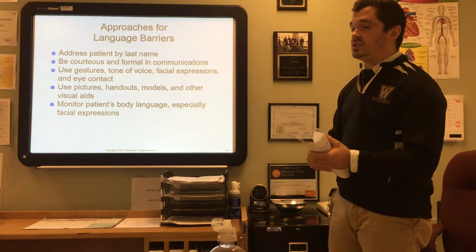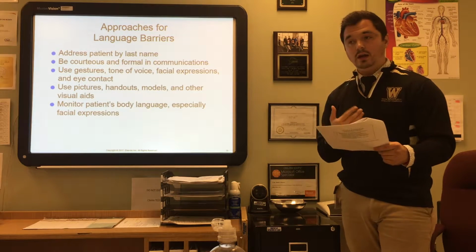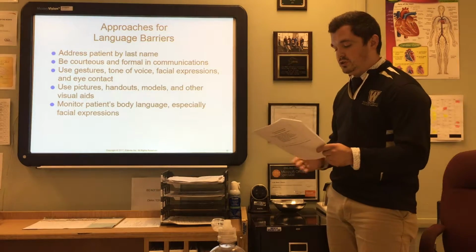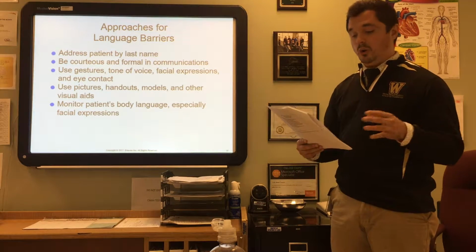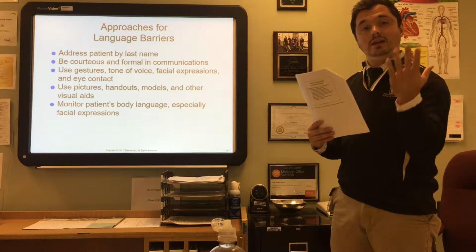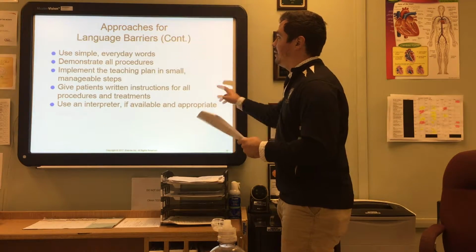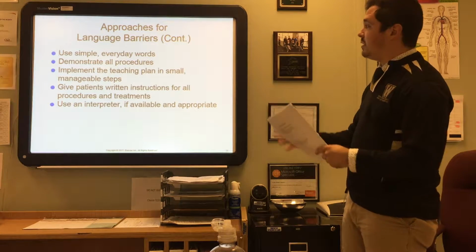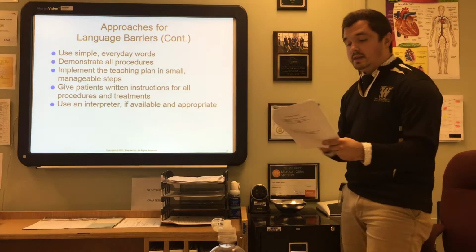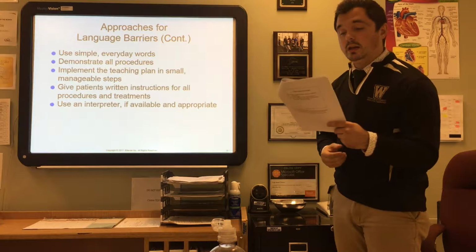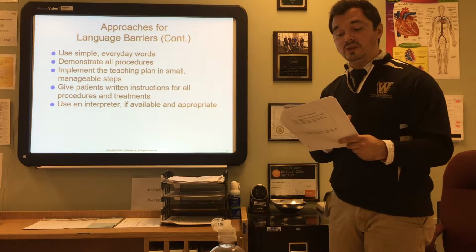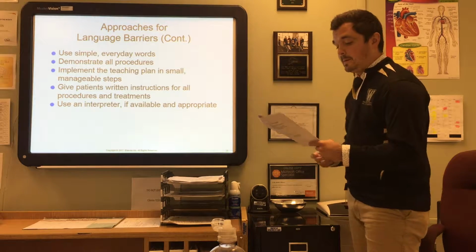And then monitor the patient's body language, especially for different facial expressions. So by monitoring the patient's body language, you can look for signs of confusion or misunderstanding, and that will help you kind of break through that language barrier. Also use simple everyday words, demonstrate all procedures, implement the teaching plan in small manageable steps, and then give the patients written instructions for all procedures and treatments.